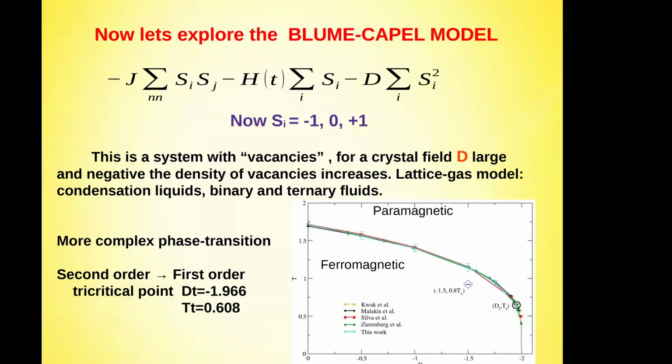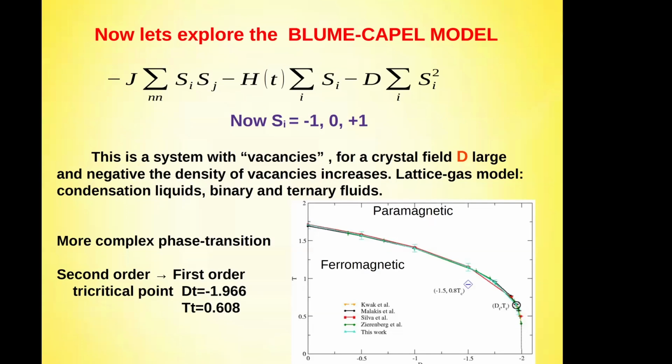This term, of course, didn't have any role in the Ising model because S_i squared is always 1. Here, that term is basically the one that regulates the amount of vacancies. Notice that this crystal field distinguishes between the zeros and the plus or minus ones. The larger and more negative it is, the more and more vacancies you have.